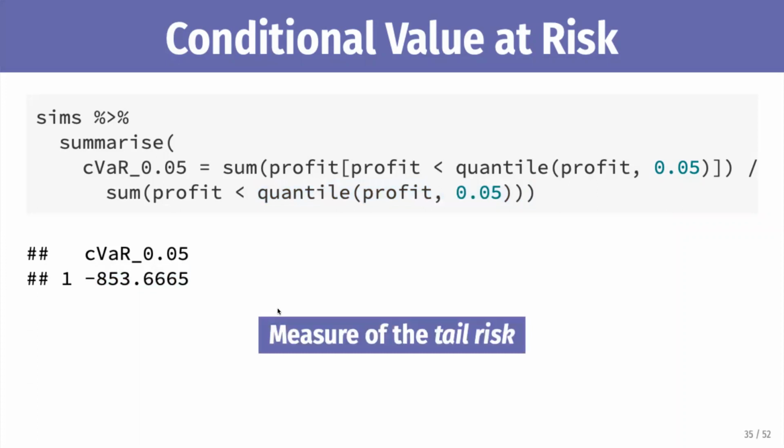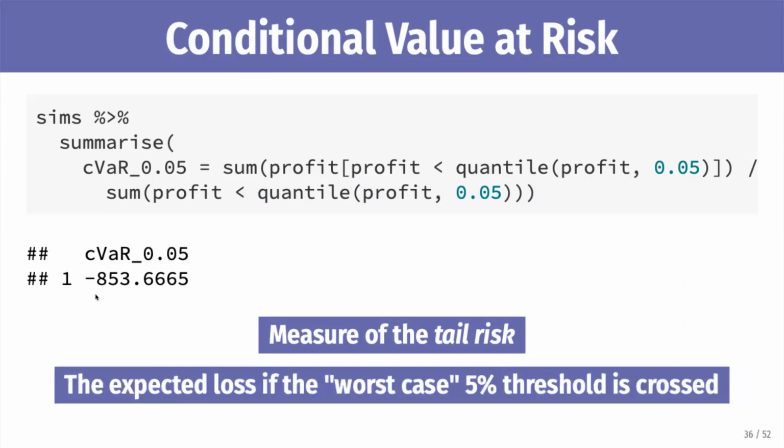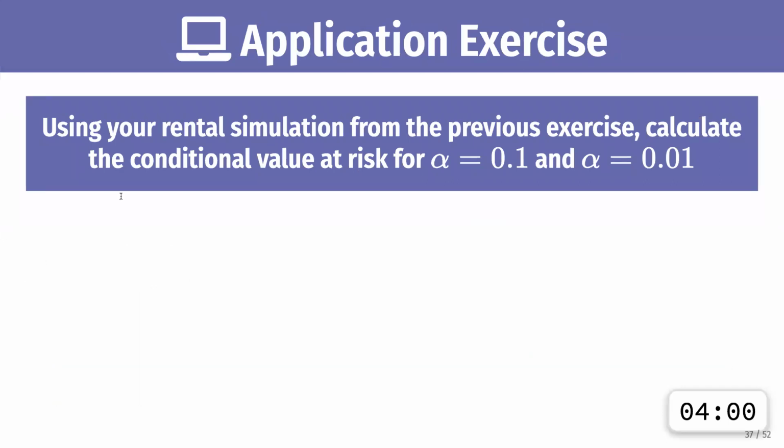So this is a measure of the tail risk. It is basically a weighted average of the extreme losses. What this tells us is the expected loss if the worst case or 5% threshold is crossed. So assuming that we end up in our worst case scenario, on average, how much are we going to lose? And so you can go ahead and calculate the conditional value at risk for these two alpha values. And then we'll do it together.